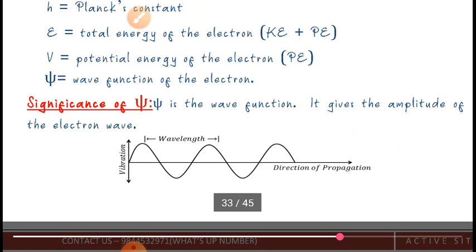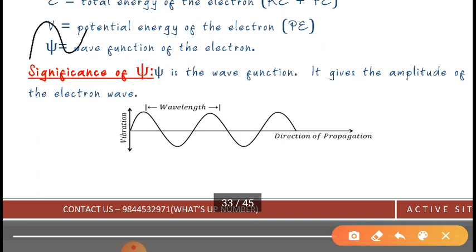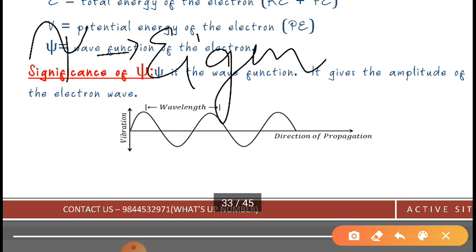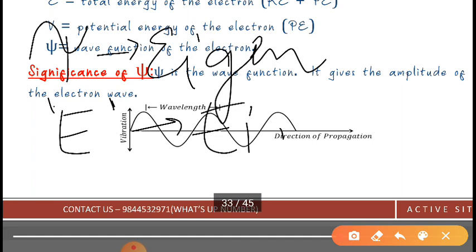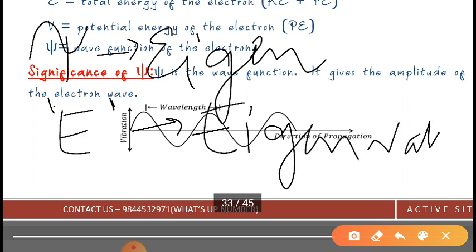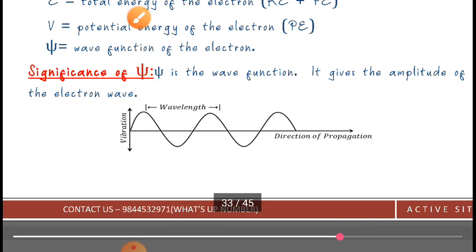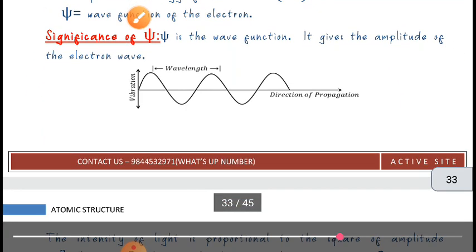So when we solve this equation, we find that psi, or the wave function, is termed the eigenfunction. And E, the energy, is known as the eigenvalue. Through this, when we solve it, we get three quantum numbers: the principal quantum number, azimuthal quantum number, and magnetic quantum number.